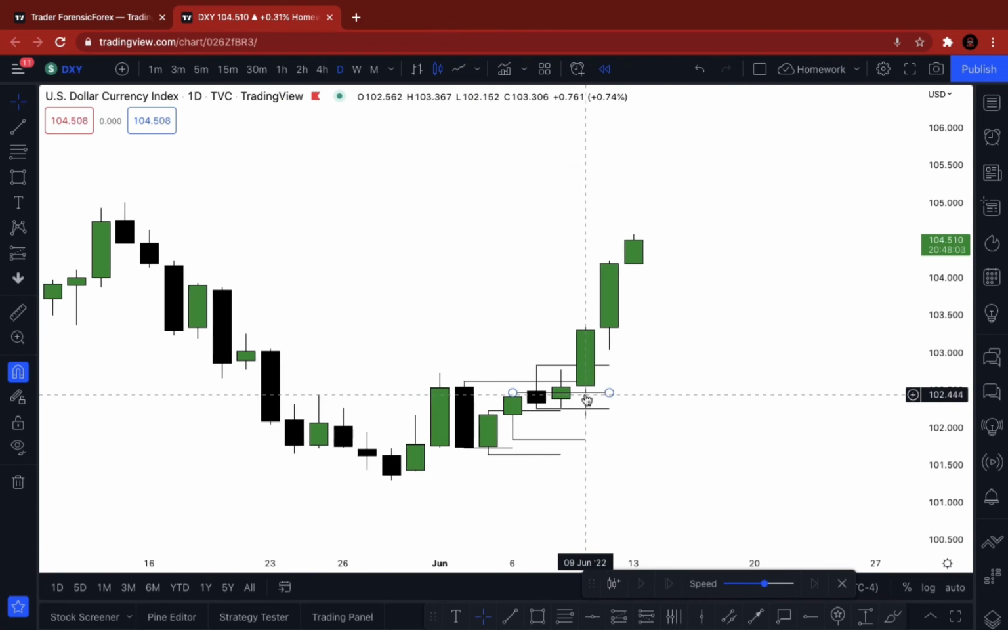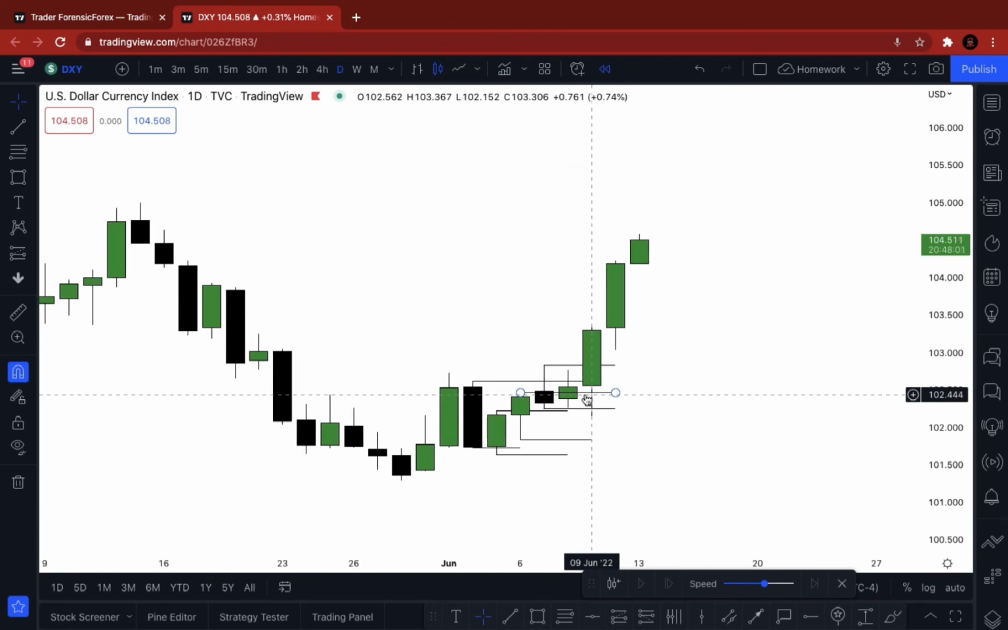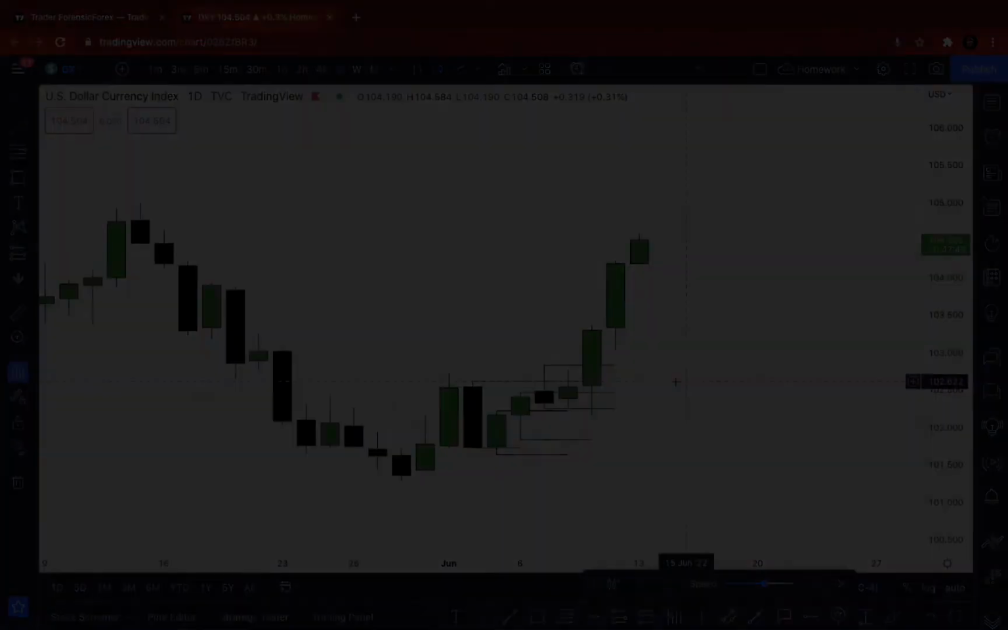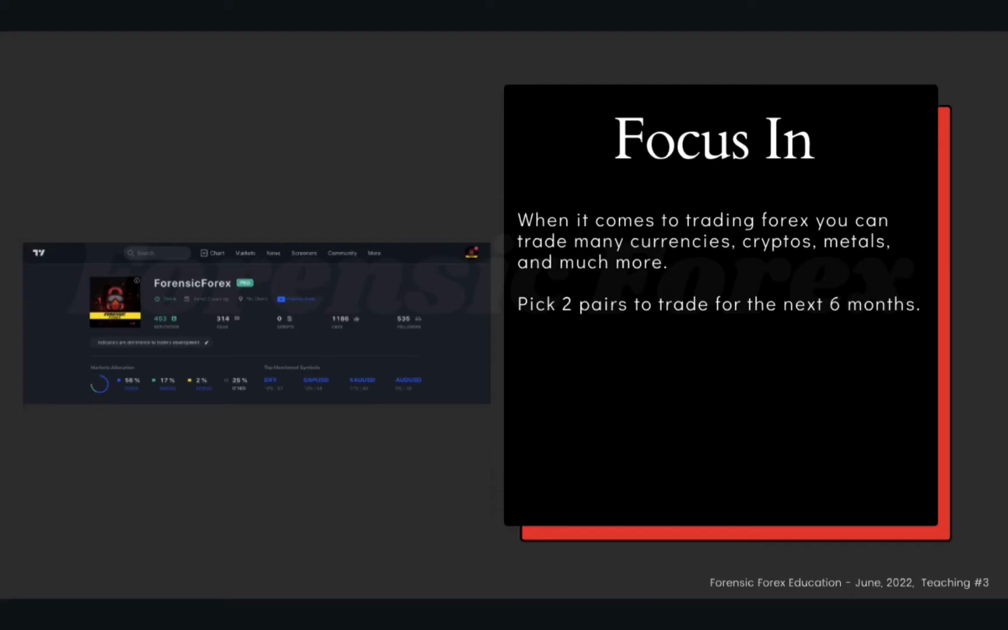However, as a new trader, understand the highs, the lows, the opens, and the closes each and every day because it will help you understand how this market is breathing and how it's going about its life cycle each and every day, each and every week, and each and every month. Focus in. When it comes to trading Forex, you can trade many currencies, cryptos, metals, and much more.